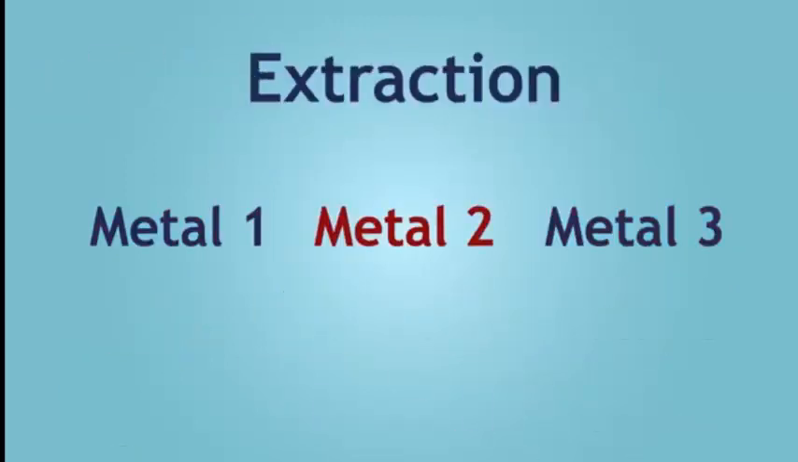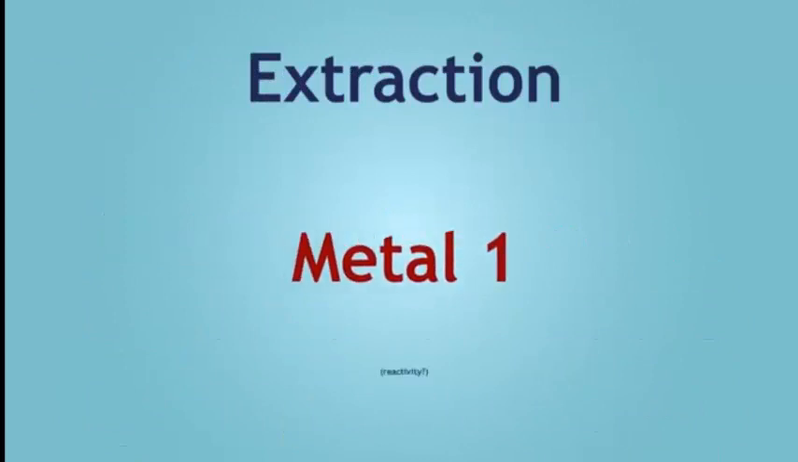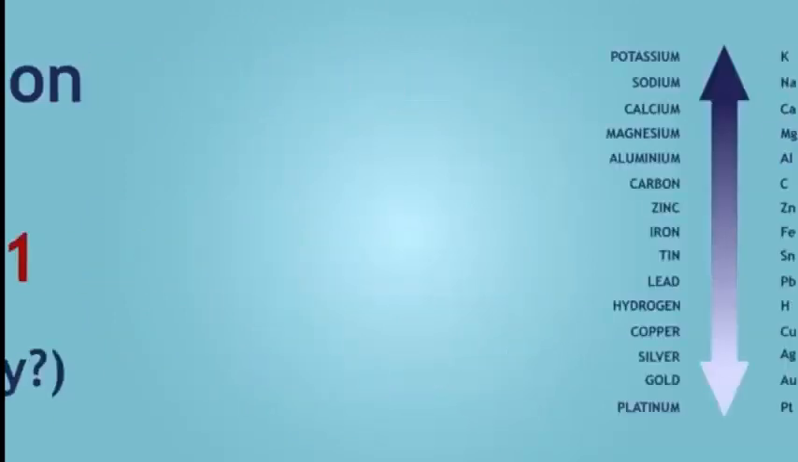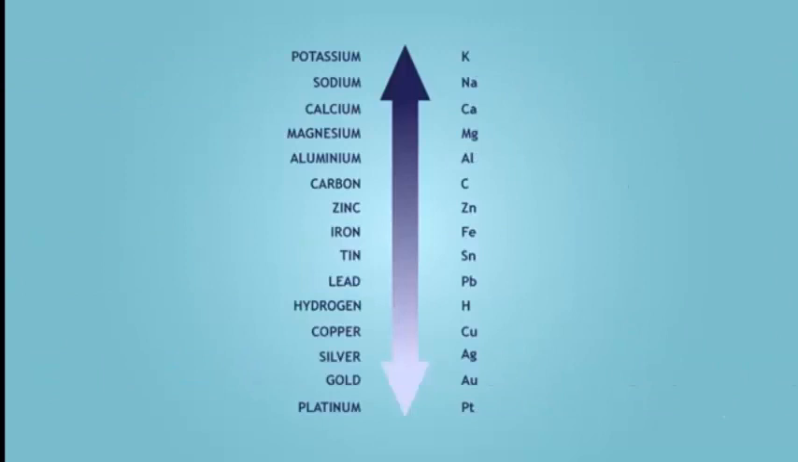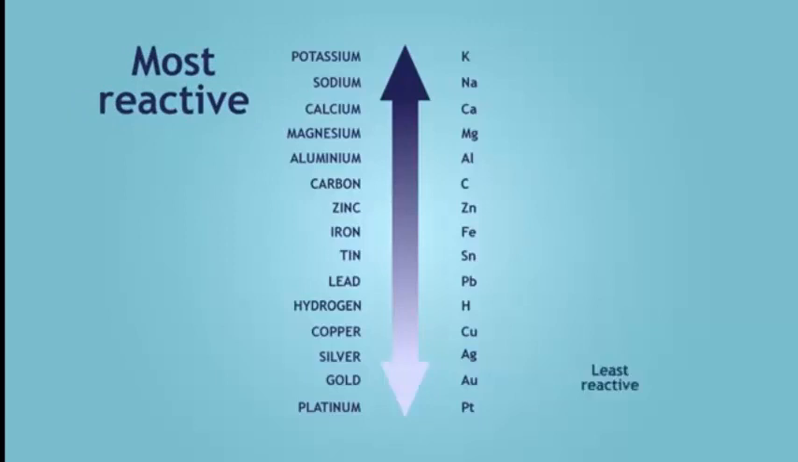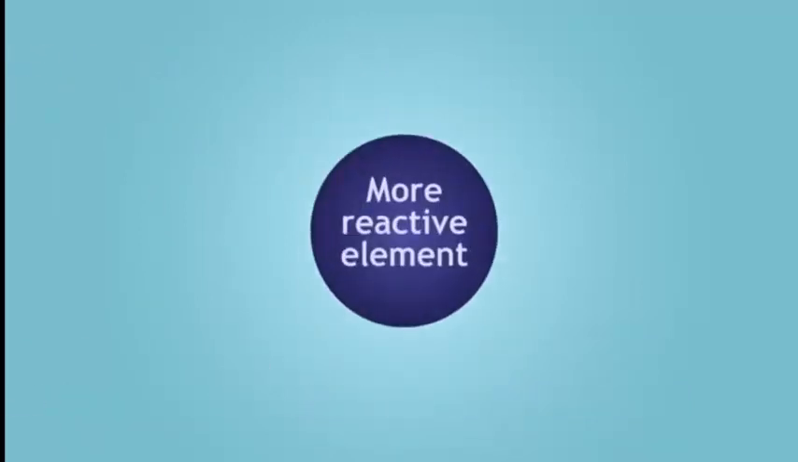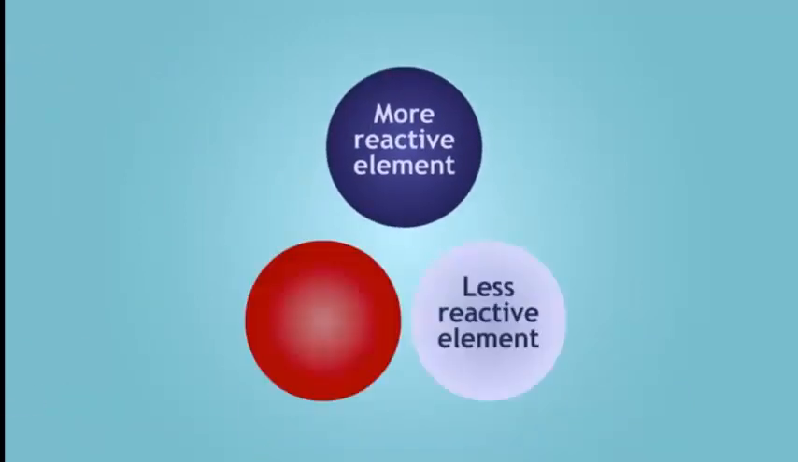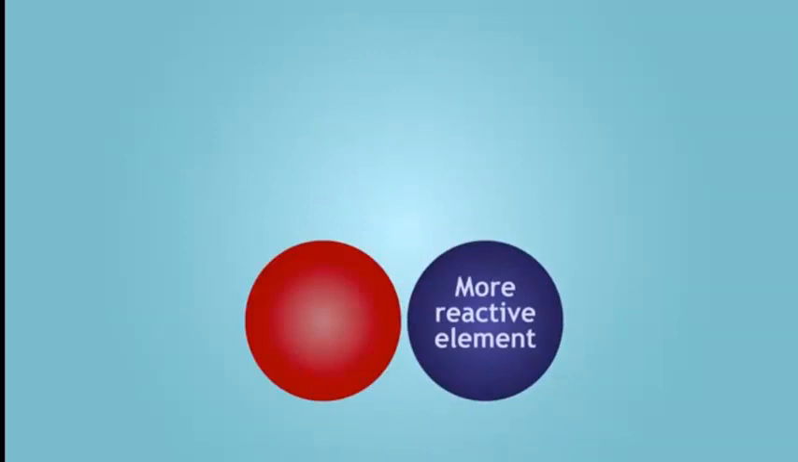Now, before we can extract a selected metal, we must first consider its reactivity by looking at this reactivity table. The most reactive metals are at the top of the series, and the least reactive at the bottom of the series. Although carbon and hydrogen are not metals, they are still included in the table for comparison purposes. A more reactive element can displace a less reactive element in a compound.